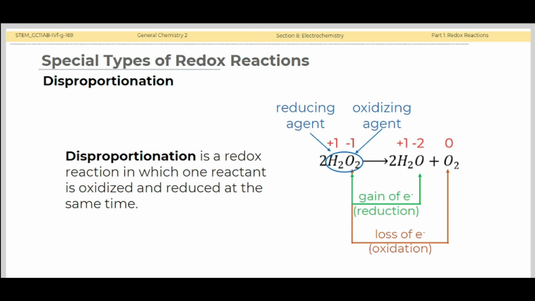There are two special types of redox reactions: disproportionation and comproportionation. Disproportionation is a redox reaction in which one reactant is oxidized and reduced at the same time. An example of disproportionation is the decomposition of hydrogen peroxide. It oxidizes to oxygen, and at the same time, it is reduced to water.